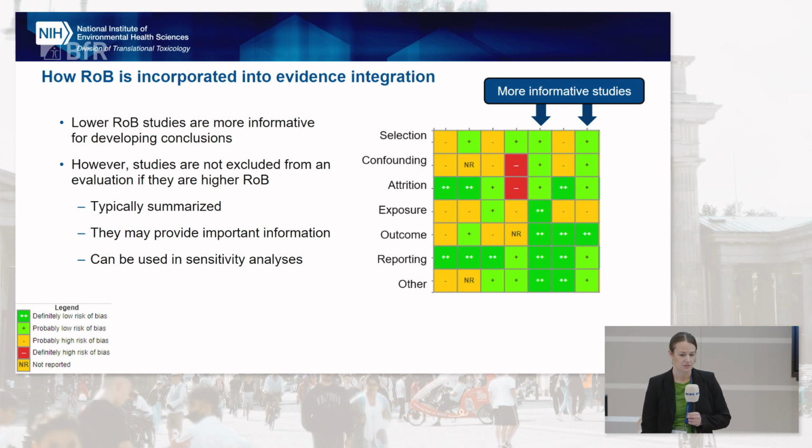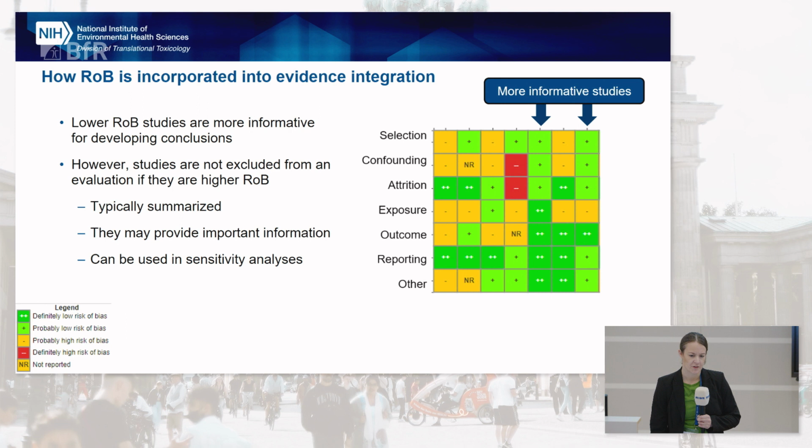If we have a good body of lower risk of bias studies which inform our conclusion, then we'll typically just summarize the higher risk of bias studies and describe the most important factors that are making them high risk of bias.